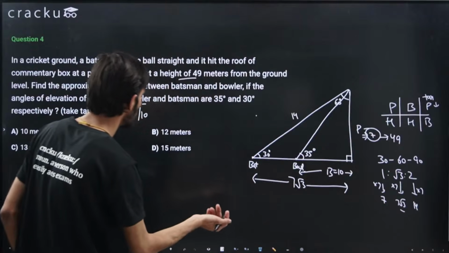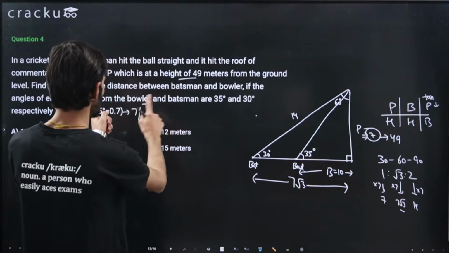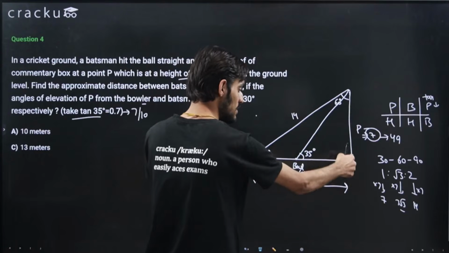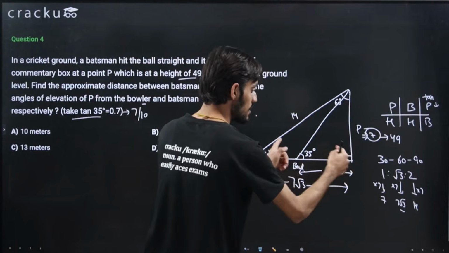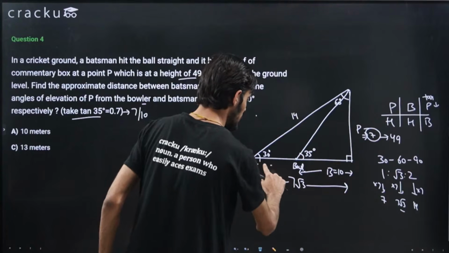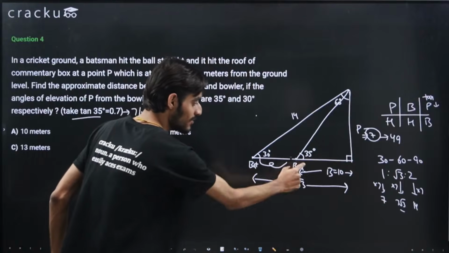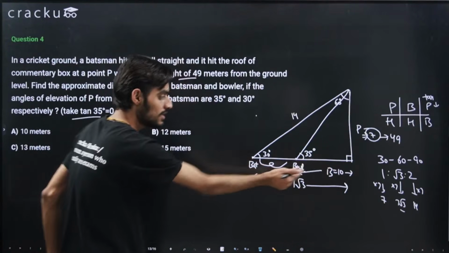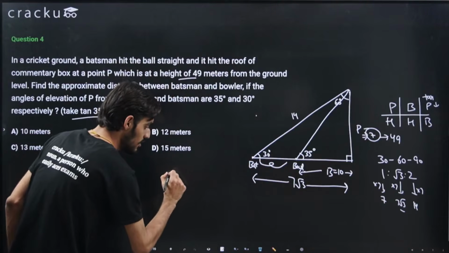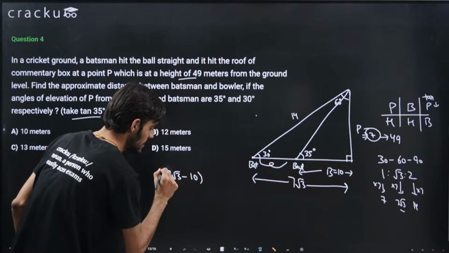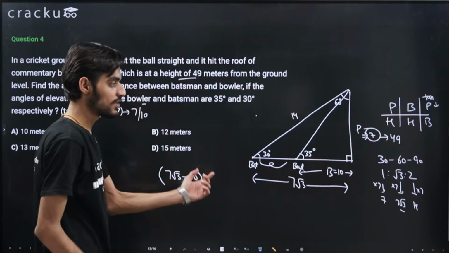But we are asked to calculate the distance between the batsman and bowler. So we need to calculate this distance. Because the total distance is 7√3, this distance is 7. Sorry, this distance is 10. So we need to find the value between batsman and bowler, right? That will be equal to 7√3 minus 10. I hope this is clear and clearly visible. So 7√3 minus 10 is the distance between batsman and bowler in terms of ratios.